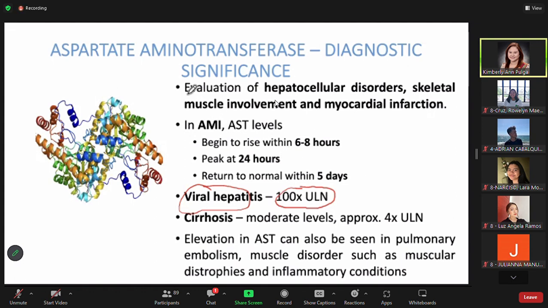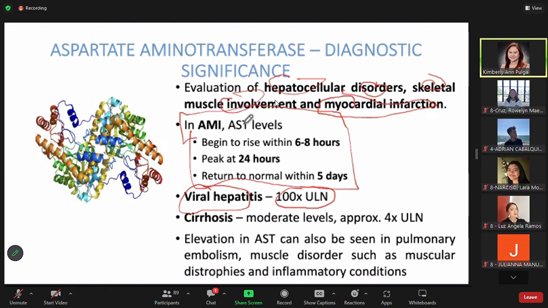So you have here, AST can be used in the evaluation of hepatocellular disorders, skeletal muscle involvement, and myocardial infarction. So acute myocardial infarction. So same with your LDH, your AST here can also be used in the assessment of heart attack. So pwede din po siya.